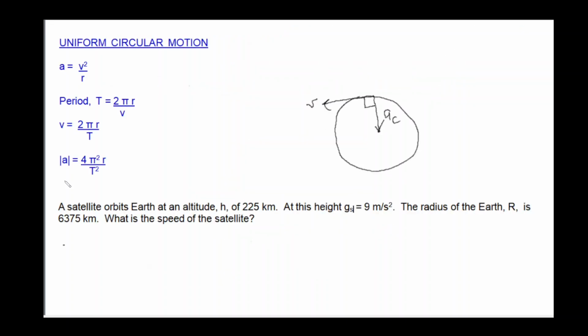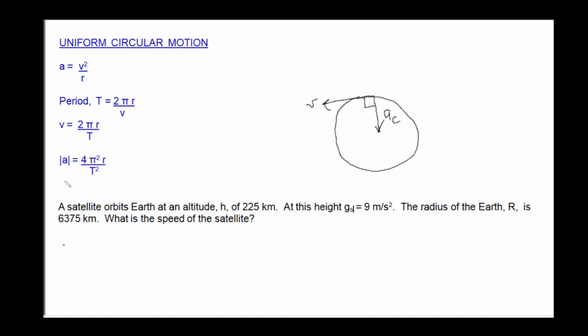Let's do our last problem. A satellite orbits Earth at an altitude h of 225 kilometers. At this height, g sub s equals 9 meters per second squared. That is the acceleration due to gravity at this altitude. The radius of the Earth, r, is 6,375 kilometers. What is the speed of the satellite?